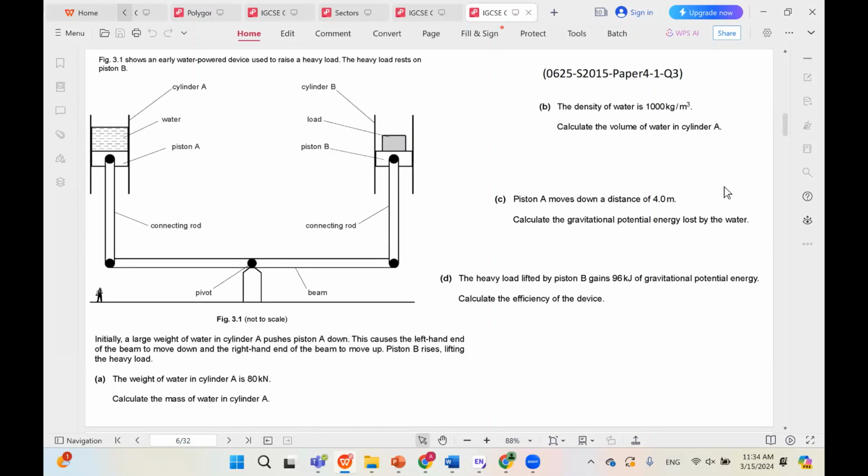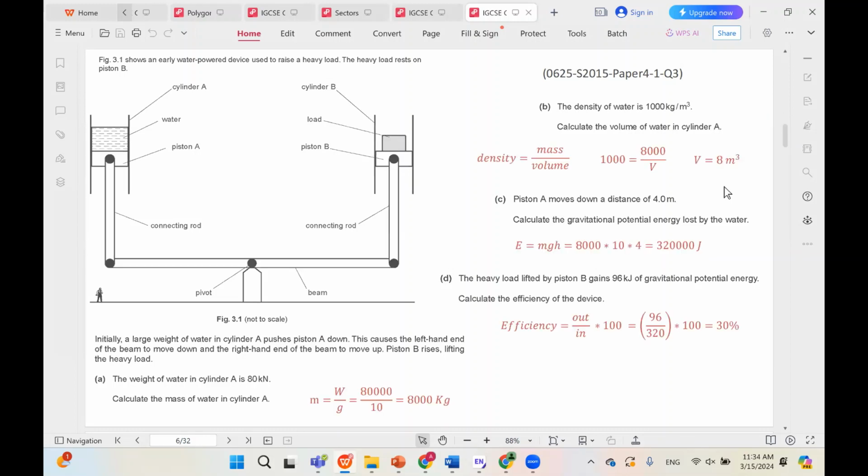Figure 3.1 shows an early water-powered device used to raise a heavy load. The heavy load rests on piston B. Initially, a large weight of water in cylinder A pushes piston A down. This causes the left-hand end of the beam to move down and the right-hand end of the beam to move up. Piston B rises, lifting the heavy load. The weight of water in cylinder A is 80,000 newtons. Calculate the mass of water in cylinder A.